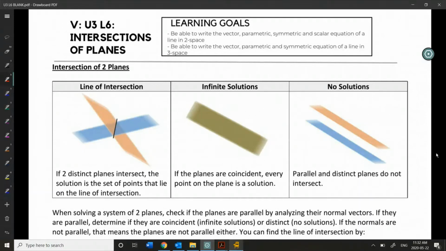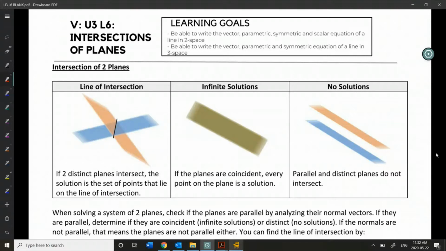Hi everyone, today we're going to take a look at solving systems of planes. We're going to look at systems with 2 planes and also 3 planes, and we're going to learn how to solve for lines of intersection or points of intersection when dealing with sets of 3 planes, and how we can use elimination to help us do that.